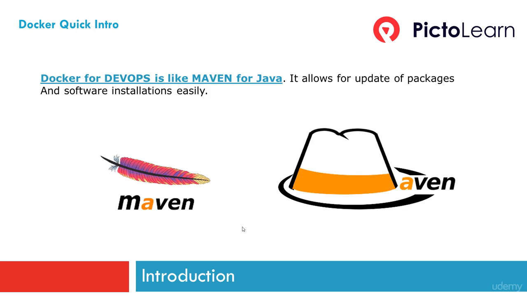Now, remember, you probably heard of Maven for Java. All Maven does is to download all the latest and greatest versions of the jar files and the dependencies. So Docker for DevOps is like Maven for Java. It allows for update of packages and easy installation of software and all the dependencies. We will walk through it as we go on.